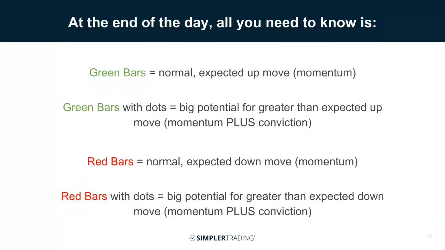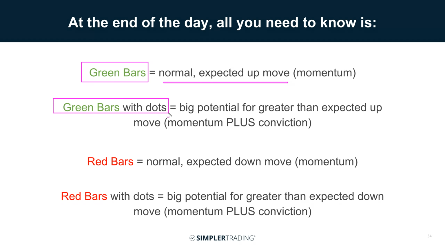So at the end of the day, all you need to know is this. Green bars equals, because you're going to have either colors or colors with dots, okay? It sounds like a kid game, but if you've got green bars with no dots, you're looking for a normal expected up move, okay? However, if you get green bars with dots, it just means that there's big potential for a greater than expected up move because you have momentum plus conviction, all right? Momentum by itself is fine, but you've got to have the conviction in the form of greater than average volume to prove that there's real buyers in that market, okay?